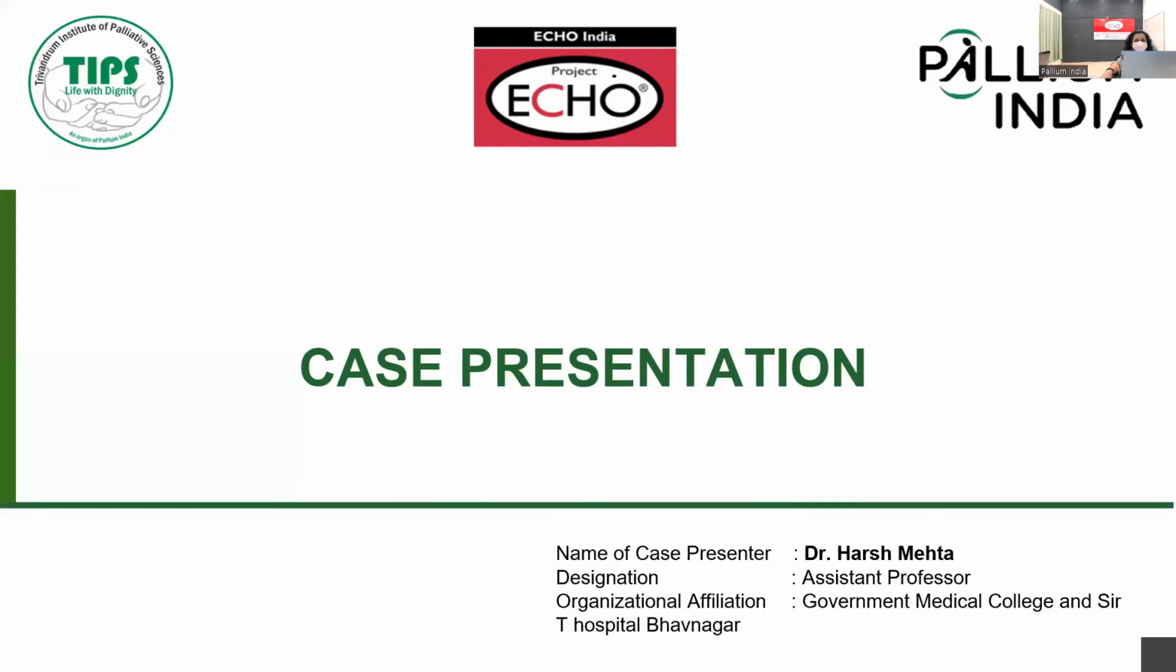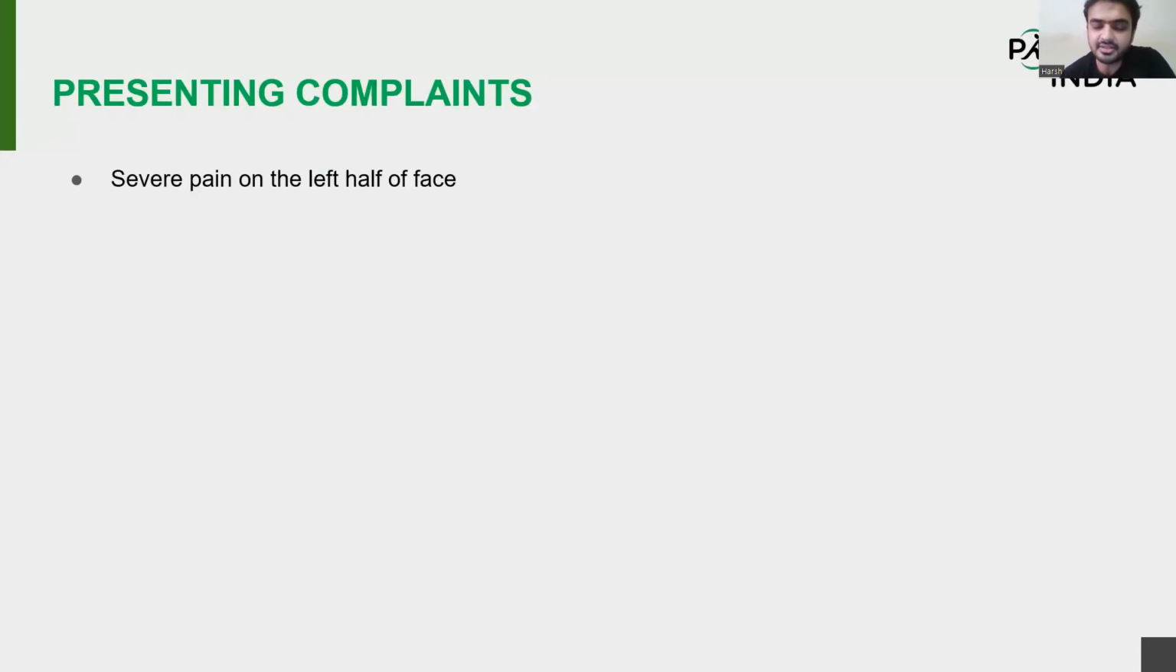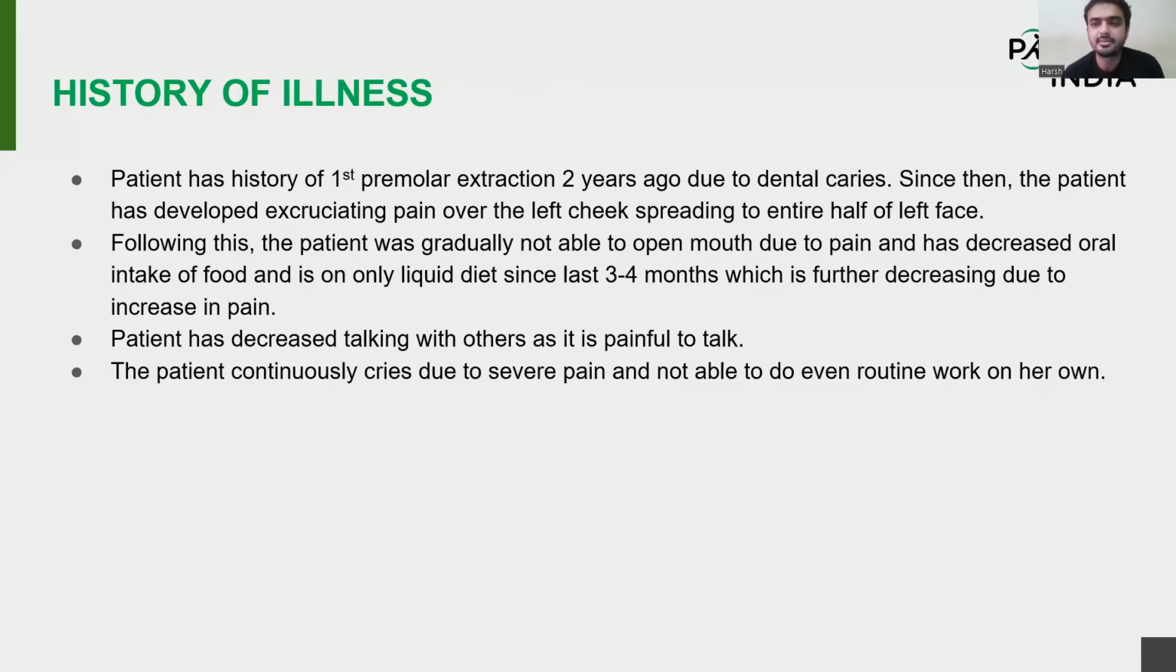Dr. Kavish? Hello, good evening. We'll start with a case of a 70-year-old female patient with trigeminal neuralgia. The patient came with a complaint of severe pain on the left half of the face since 2 years. The patient had a history of extraction of the first premolar on the left side 2 years ago due to dental caries, after which she developed excruciating pain. Initially the pain was less, but it kept on increasing with time, and gradually it spread over the entire left half of the face.